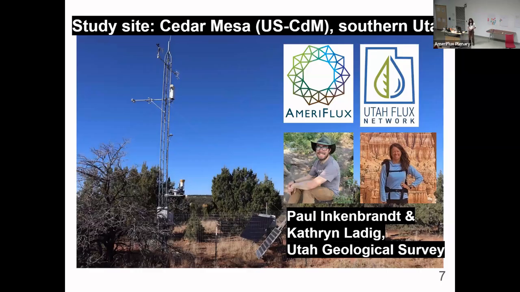To address these questions, I've been collaborating at Cedar Mesa in Utah. This site is about 1,900 meters above sea level, and it experiences a cold and semi-arid climate with cold winters and hot and dry summers. The site is registered with AmeriFlux, and it's also part of Utah Flux, a mesoscale network of eddy flux stations across the state of Utah that my collaborators Paul and Catherine are involved in. If you haven't heard of their project, do check out Utah Flux because they're doing great things for the state of Utah and beyond.